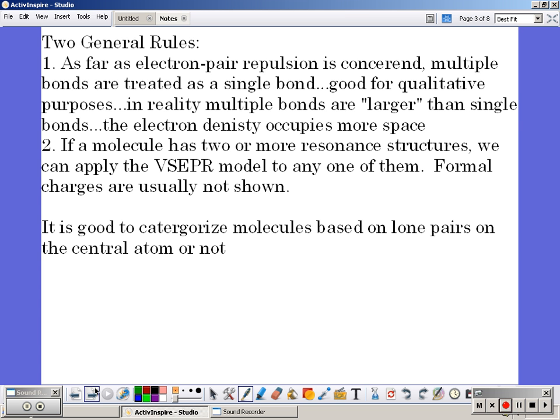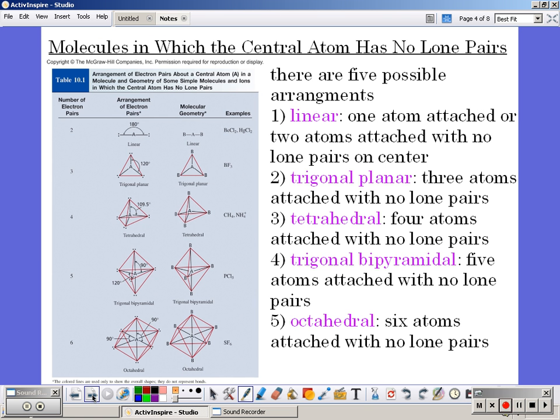So it's a good first step to categorize the molecules based on having lone pairs on the center atom or not having lone pairs. If there are no lone pairs on the center atom, then we have 5 different geometries to choose from. Linear, where you have 1 atom attached or 2 atoms attached with no lone pair on the center. Trigonal planar, you have 3 atoms attached, no lone pairs. Tetrahedral, you have 4 atoms attached, no lone pairs. And then 4 and 5 is when we start breaking the octet rule, or having an expanded octet. You have trigonal bipyramidal, 5 atoms attached, and octahedral, 6 atoms attached.